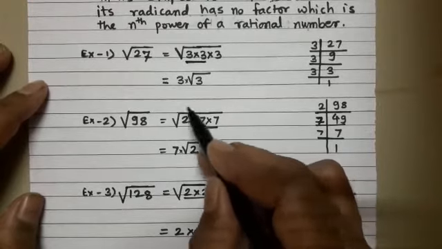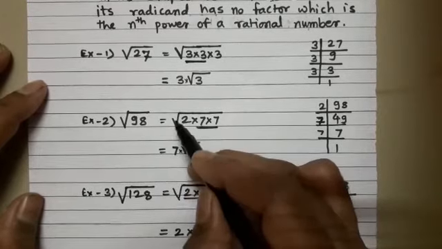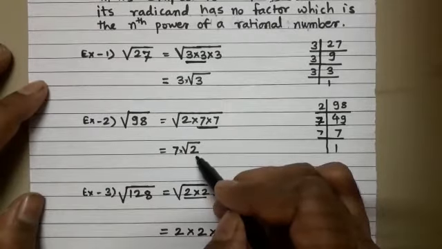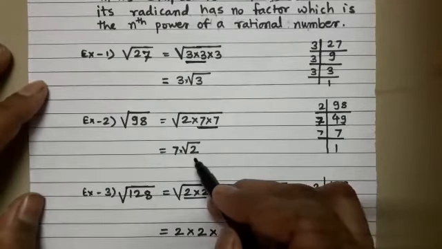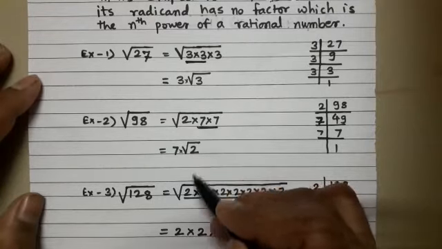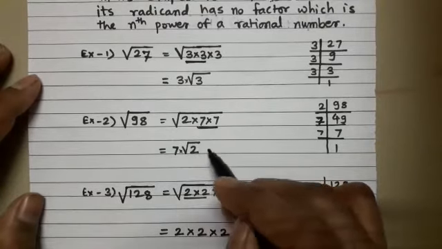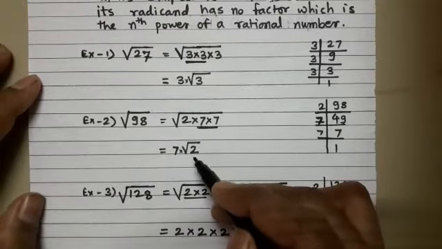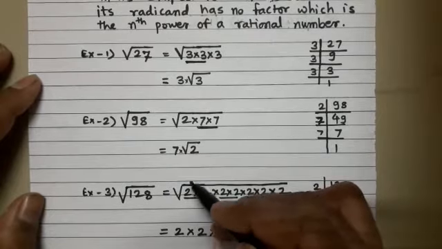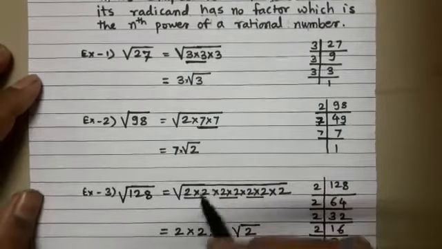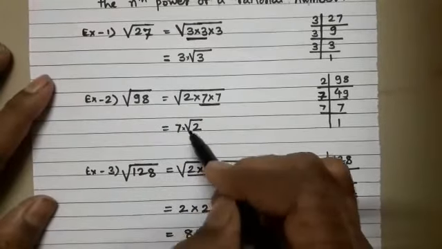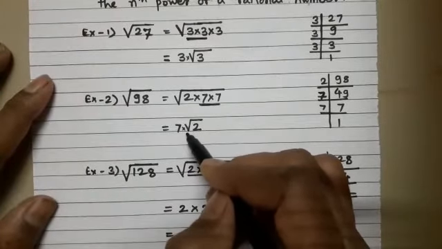For this group, take a single outside of the square root. The square root remains with this 2. This 2 is not the square of any number. We can't factorize this. That's why it is the simplest form. This radicand has no such factor. And these two are equal. This is the simplest form.